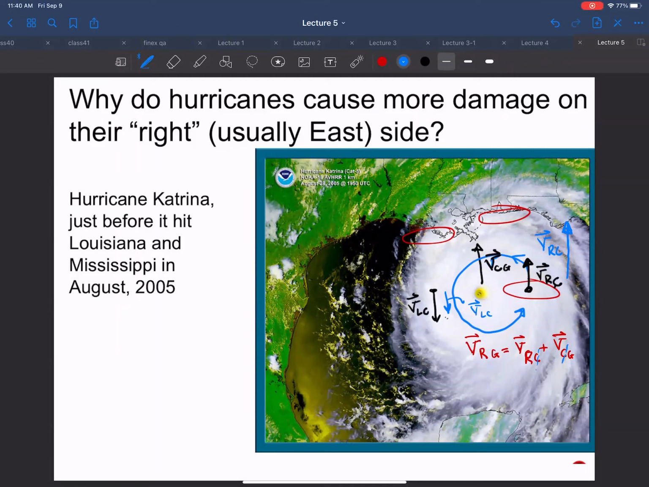And especially when you're talking about winds that are exceeding 100 miles an hour, an extra 10 miles an hour of velocity makes an important difference, but it's probably something like, let's say 140 miles an hour for the winds on the right versus 120 miles an hour for the winds on the left. But that's a big difference in terms of the damage that's done.